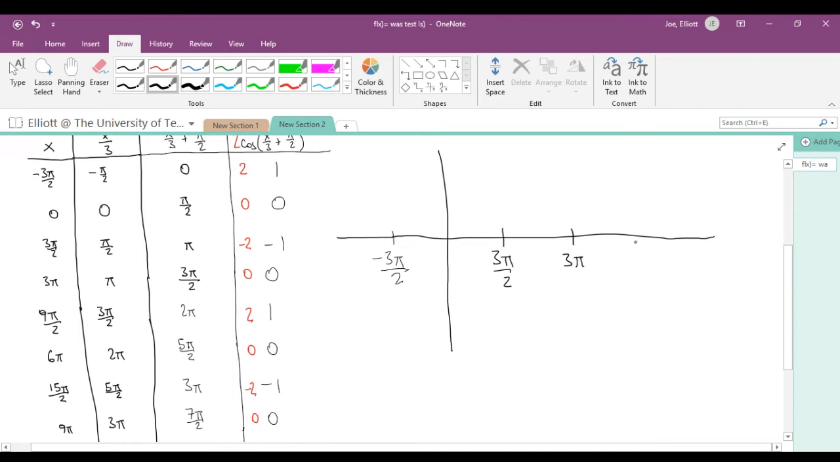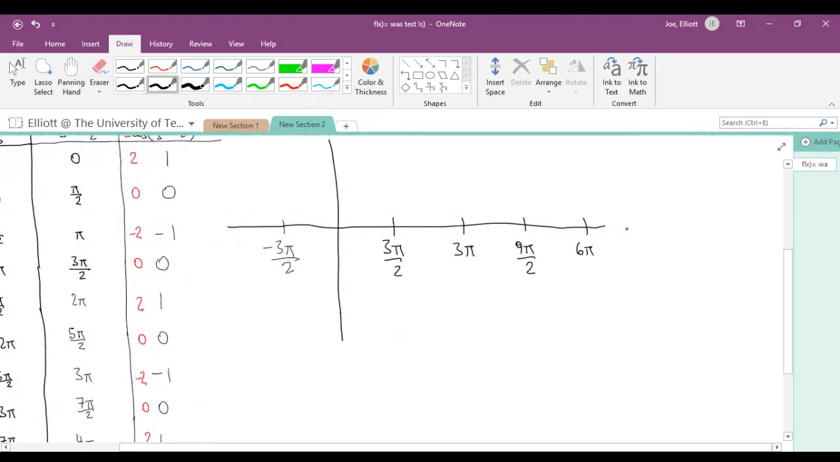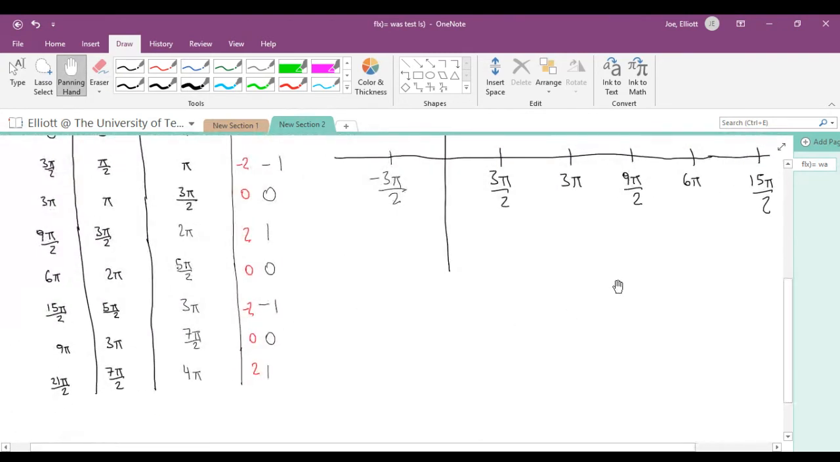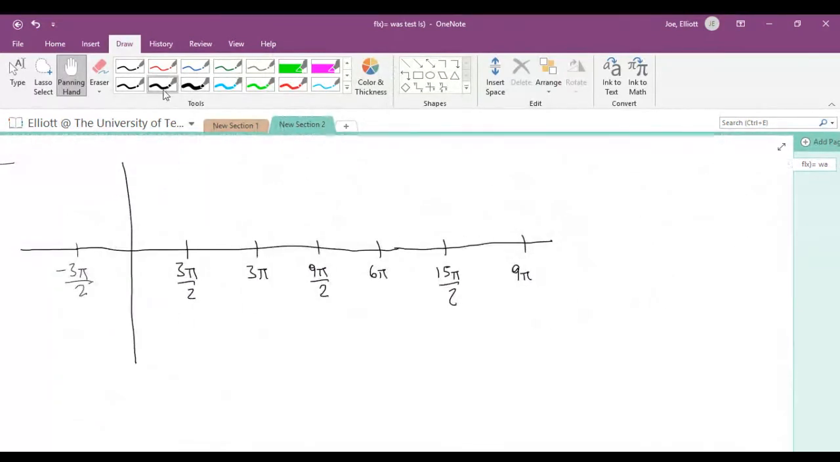3 pi, 9 pi over 2, 6 pi, and we have 15 pi over 2, next one was 9 pi, and then we had one more, which was 21 pi over 2. So I've plotted all the x values that we had in the column.